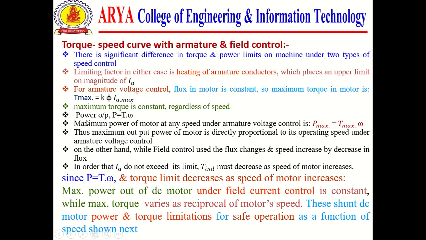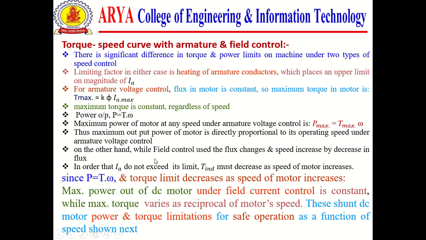In case of power output, the output power of the DC motor is P equal to T into omega. So maximum power of the motor at any speed under armature voltage control is given by this relation. Thus the maximum output power of the motor is directly proportional to the operating speed under armature voltage control.